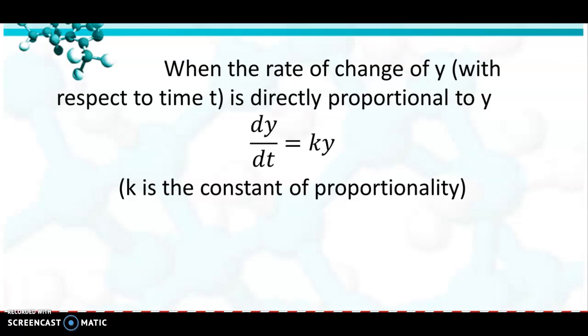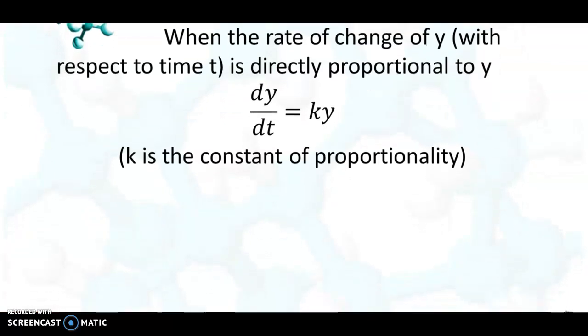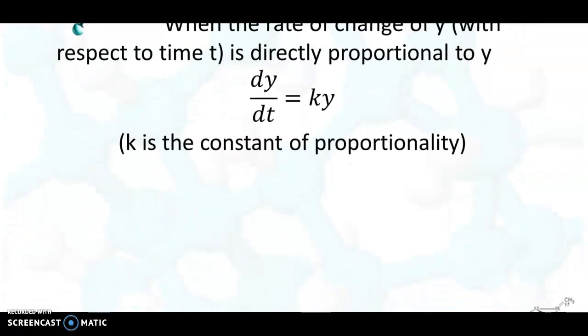Good morning, everyone. What we have here is a differential equation, dy/dt is equal to ky. So it's when our rate of change of y with respect to time is directly proportional to y, and k is a constant of proportionality. What we want to do first is separate our variables such that our y's are on one side and dt and k are on the other side.